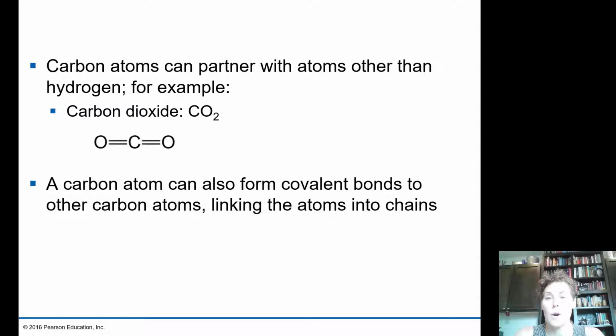Carbon atoms can also partner with atoms other than hydrogen. Like carbon dioxide is CO2, they can bond with pretty much anything.